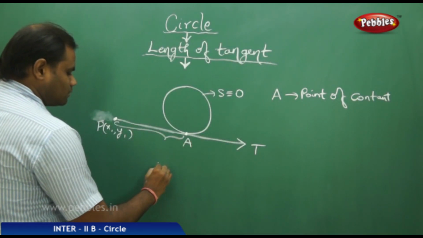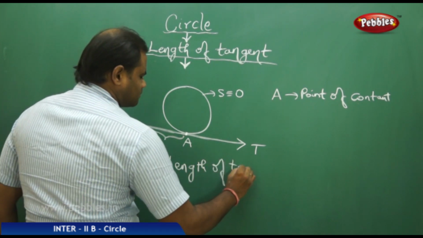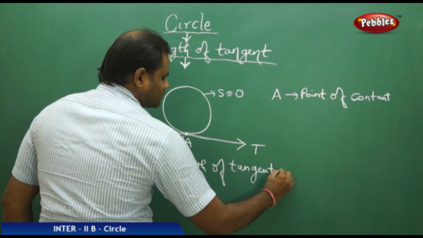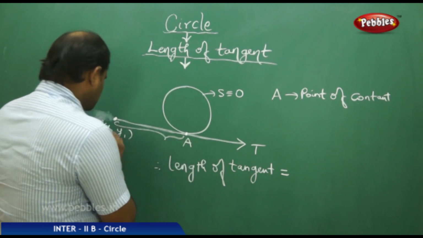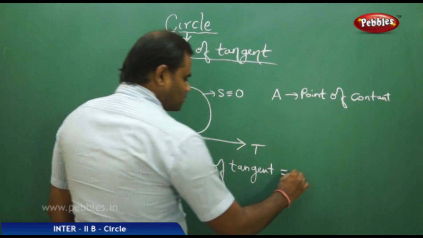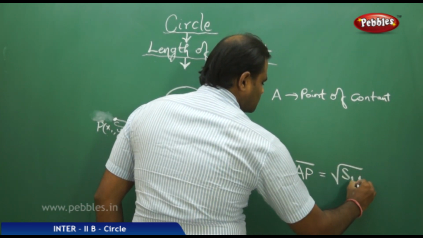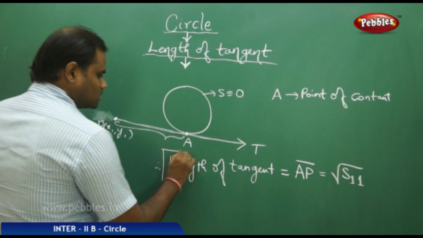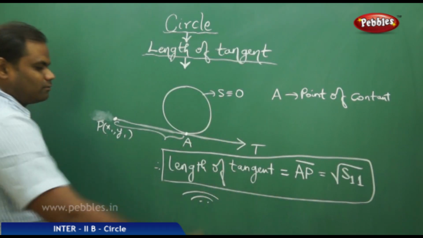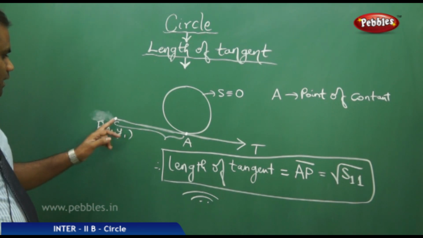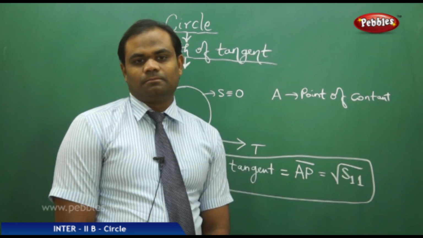And therefore the length of tangent with respect to the circle S = 0, if I have this point (x1, y1), the length of tangent is AP and it is given by root S11. This is the formula I have for the length of tangent. So the length of tangent from the circle is PA and it is root S11.